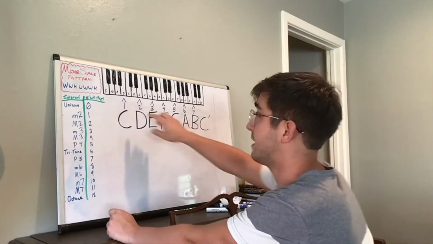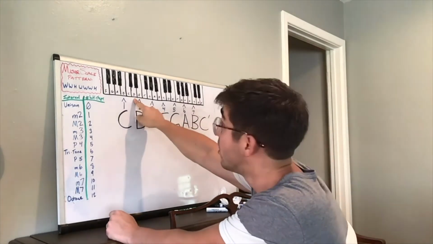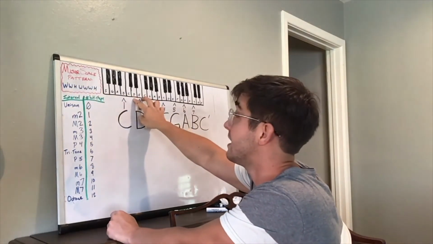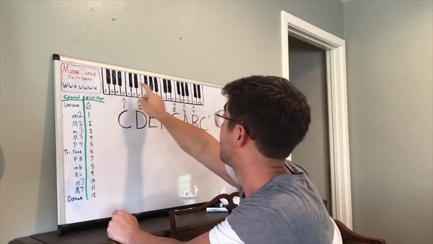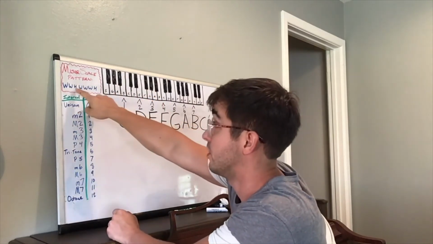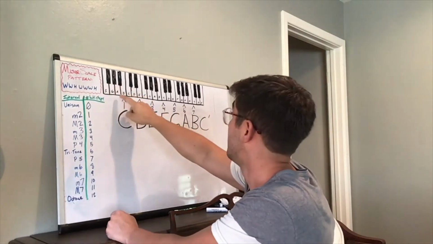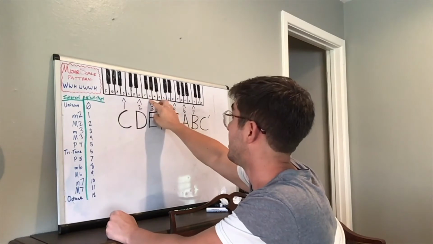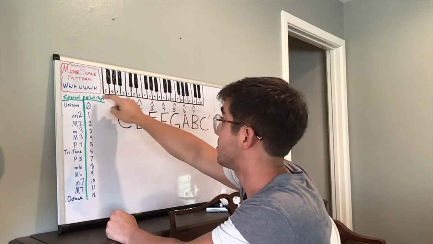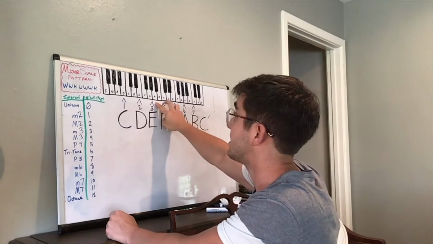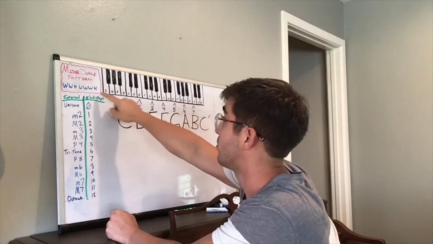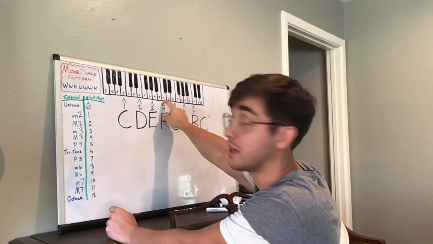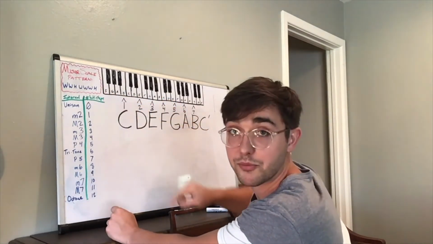So let's see, we already said C to D was a whole step, so check. D to E is a whole step, so that's check. E to F is a half step, so good. Then F to G is a whole step, good. G to A, black note in between, so that's a whole step, check. A to B, black note in between, so that's a whole step, good. And then B to C, there's no black note in between, so that's a half step.